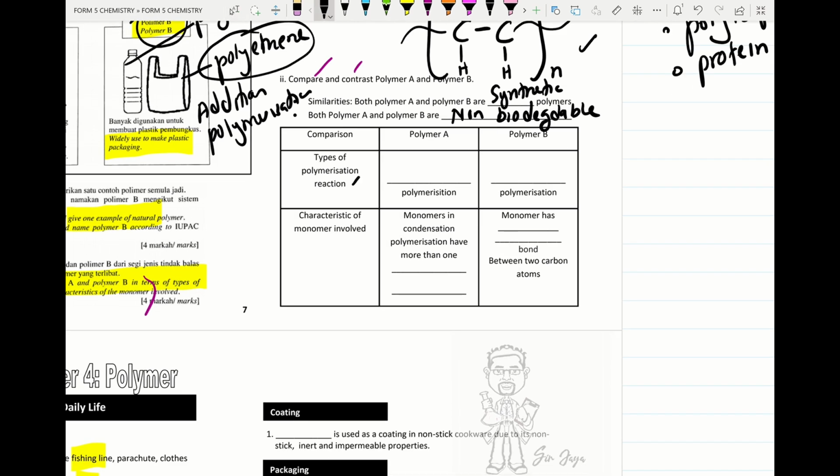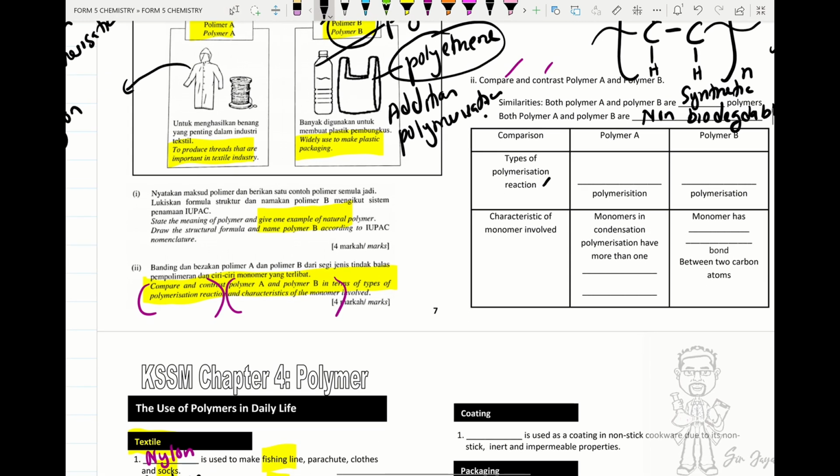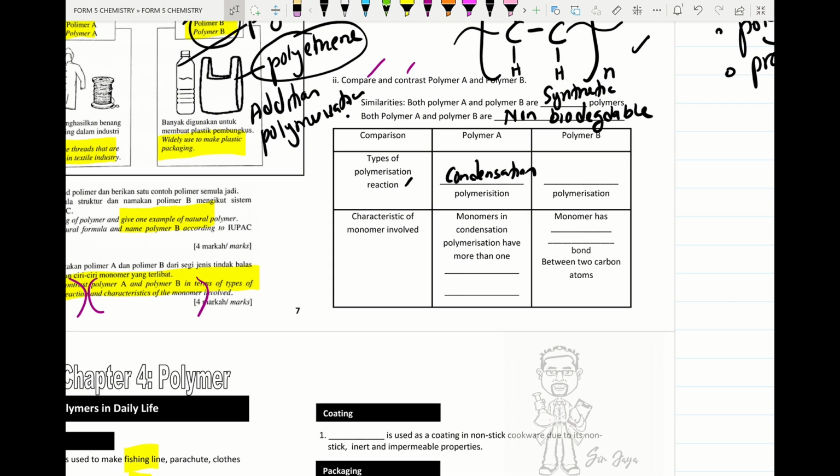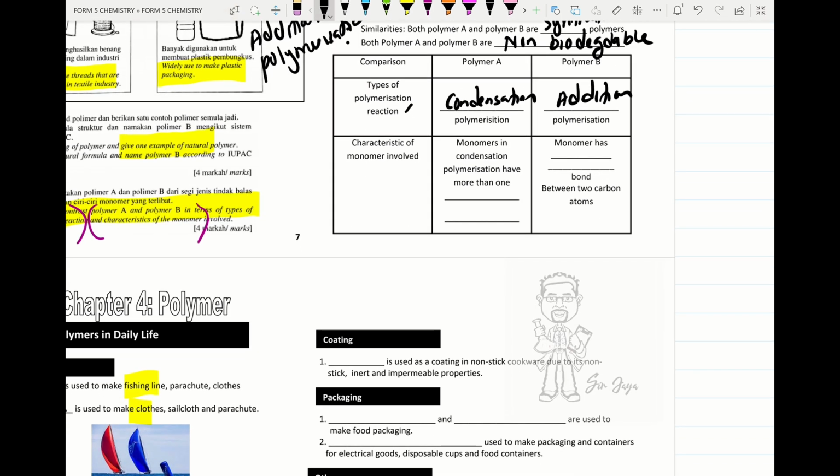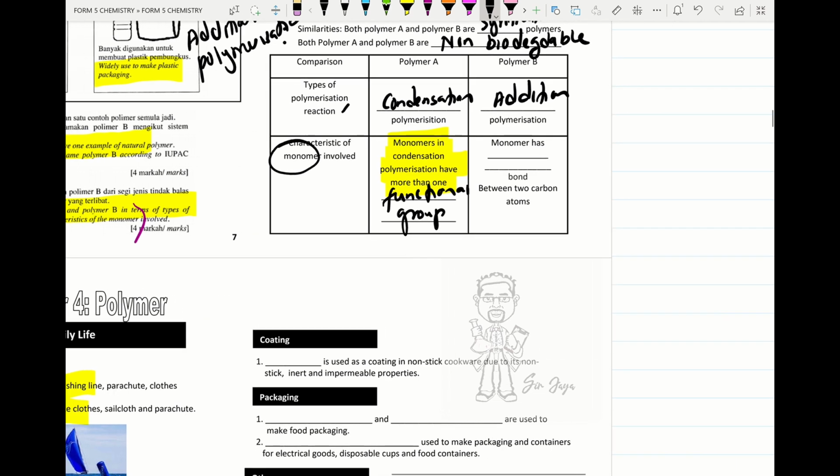Type of polymerization reaction: polymer A undergoes condensation polymerization, while polymer B undergoes addition polymerization. The characteristic of the monomer involved: in condensation polymerization, the monomer has more than one functional group or more than one homologous series. For addition polymerization, the monomer has a double covalent bond between two carbon atoms.